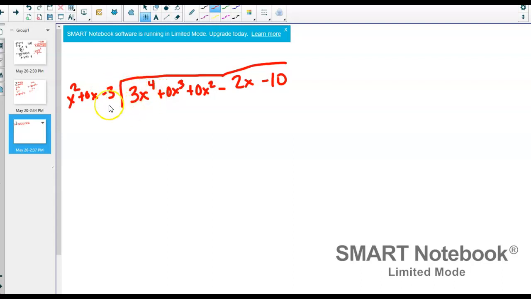So I need what times x squared will give me 3x to the 4th. That'll give me 3x squared. And I'm just going to times that to everything. I still get 0x to the 3rd, and 0x squared and 0x here.